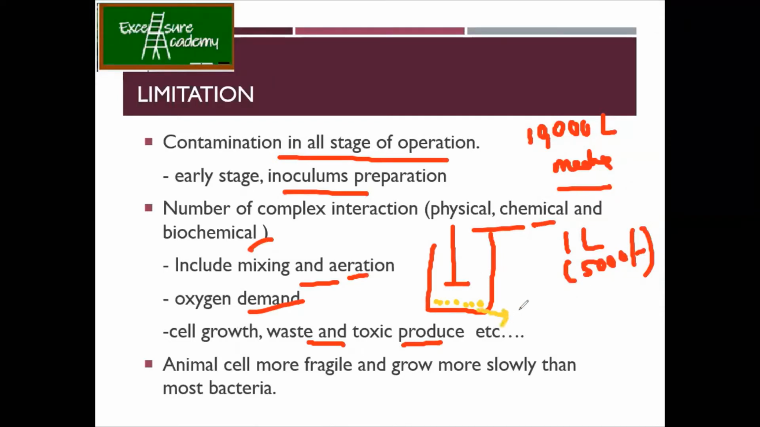The media will start becoming toxic, or there will be more cell growth but the cells will not be able to get more nutrition. So certain problems might come. Animal cells are more fragile and grow more slowly than most bacteria.